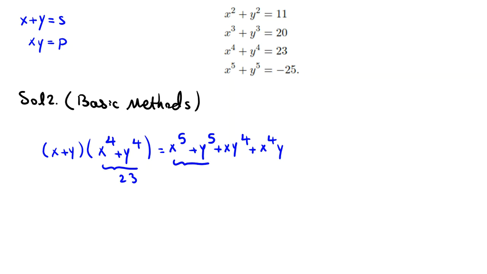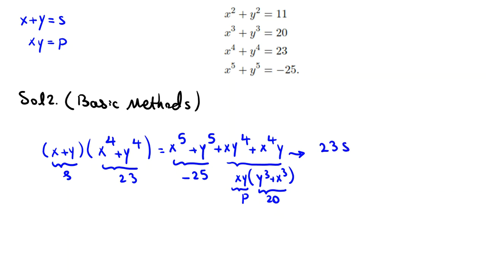At first, I can say x to the 4 plus y to the 4 is 23. x to the 5 plus y to the 5 is negative 25. Here, you can factor out xy, and it will be x cubed plus y cubed, and we know x cubed plus y cubed is 20. So here, we can say it is 20. Also, I can say x plus y is s, xy is the product p. I set this. So 23s equals negative 25 plus 20p.